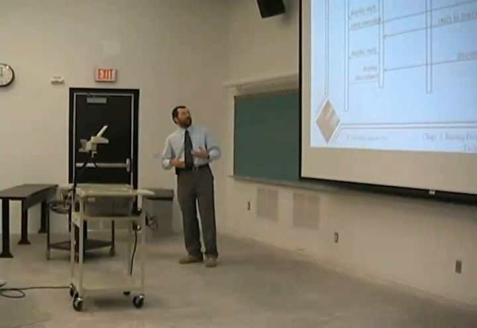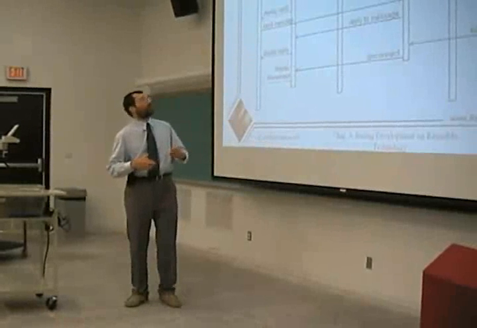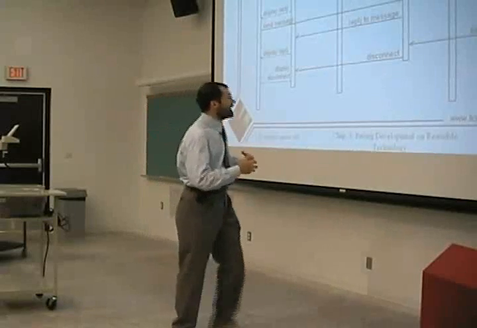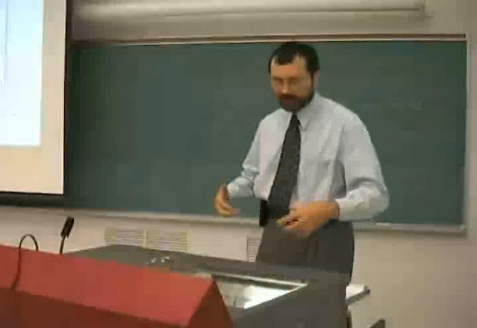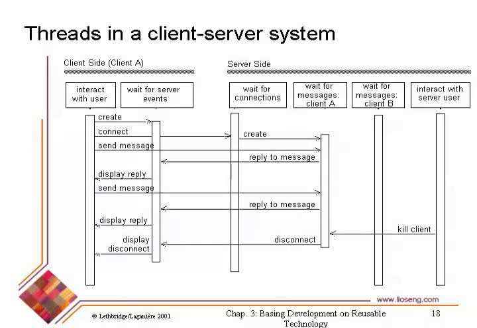That sends a message to our wait-for-messages client in the server, and then that sends a disconnect message back over to the client, and the client at the same time says display disconnect and kicks off. Okay? So that's a scenario we've walked through of interaction. Typically in these scenarios you have hundreds and hundreds of interactions backwards and forwards, maybe thousands, sometimes millions of interactions between a set of threads in a client-server system. Any questions about that?